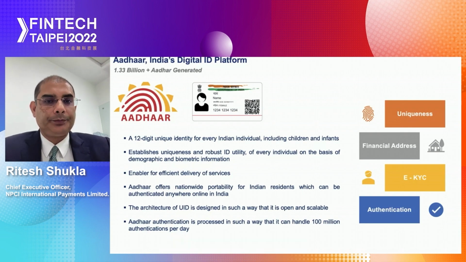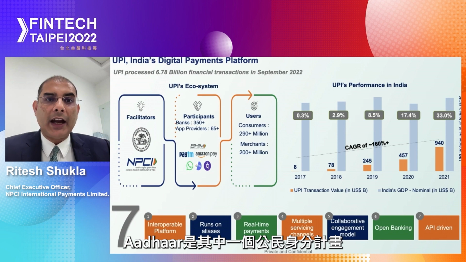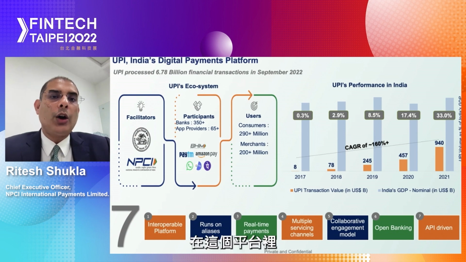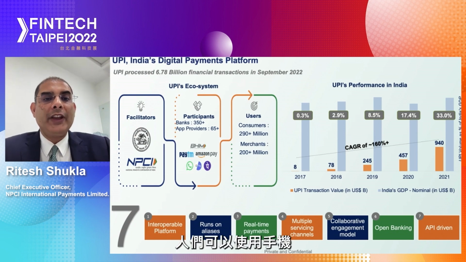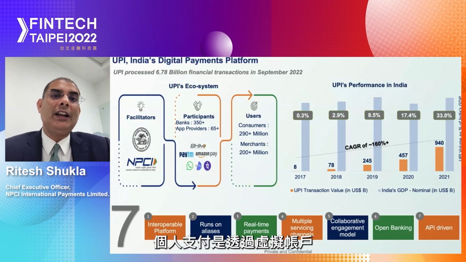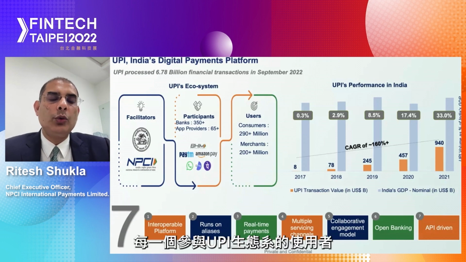Next slide, please. Now, India has done very well in terms of platforms. So Aadhaar is one citizen ID program. We also have a digital payments platform which we call UPI, Unified Payment Interface. Now, under this platform, we are enabling people transact using their mobile phones for personal as well as merchant payments. For personal payments, we use a virtual payment account, which is similar to an email ID.